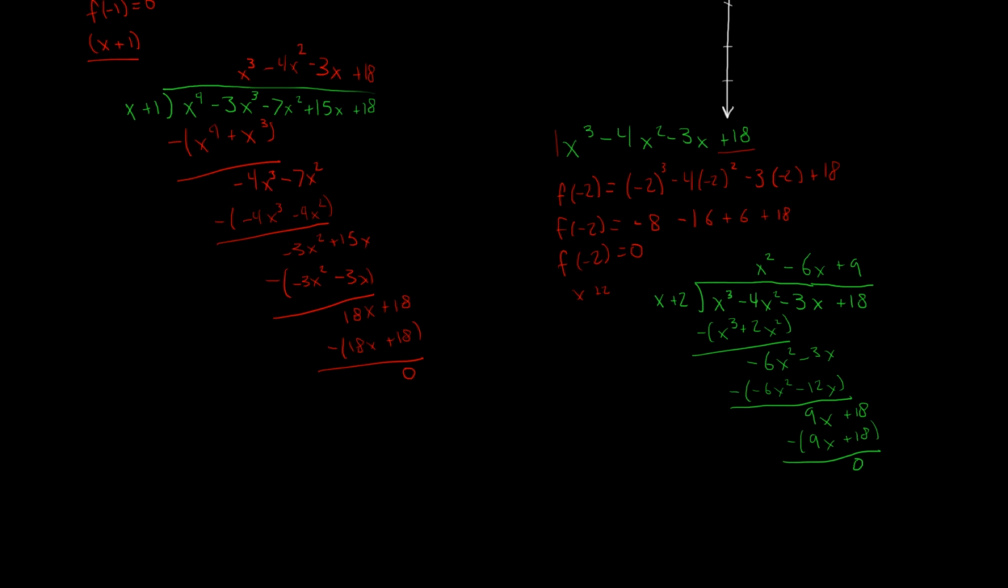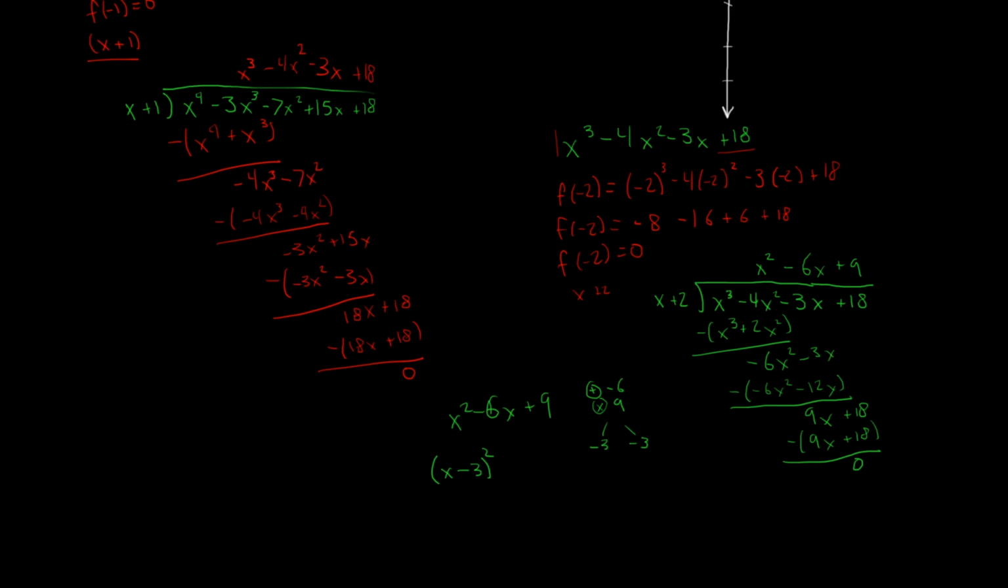Now I've got x squared minus 6x plus 9. So what are two things, one that adds to negative 6 and multiplies to 9? You can probably already tell that this is a perfect square. And that's negative 3 and negative 3, because that will multiply to positive 9 and add to negative 6. So it'll be x minus 3 times x minus 3, or x minus 3 squared.